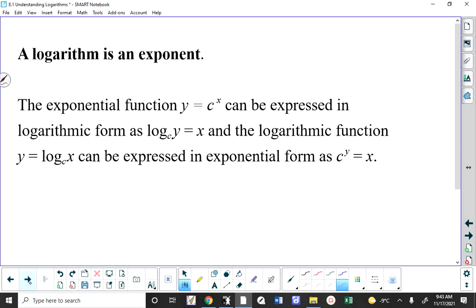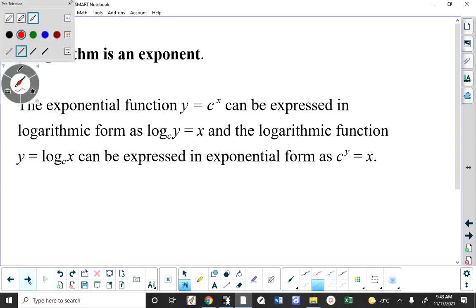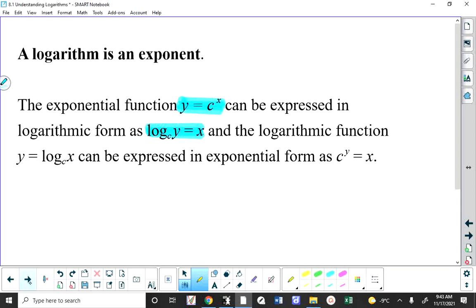So I've already talked about this. If you take a look at this first statement, the exponential function y equals c to the x can be written as x equals log base c of y. I want everybody to roll this around upstairs in your head. And I've talked about this a few times. I'm translating y equals c to the x to logarithmic.